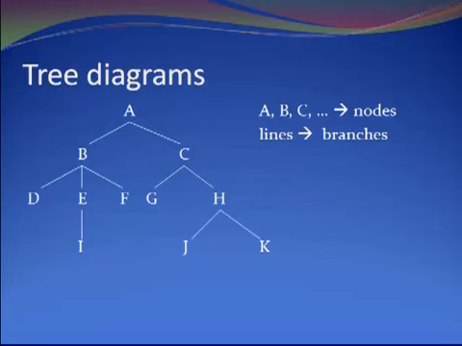And you can have constituents, nodes, which have two branches going down. So you've got that for H and for C and for A, and you can have nodes with three branches going down, like B, going down to D, E, and F.